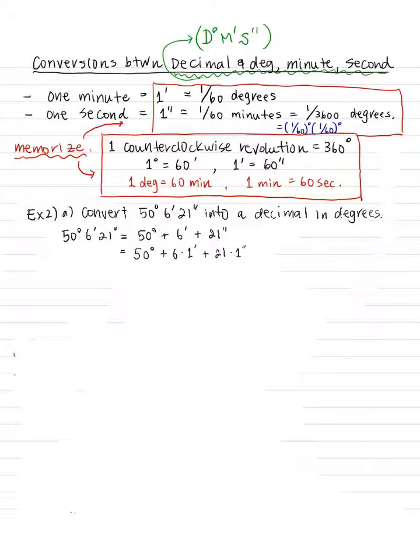Okay, so now let me just circle what's important over here. Let's look over here. What we're going to do is convert 1 minute into degrees, and then 1 second into degrees. So what you want to do is look up here. Okay, so let's keep going.